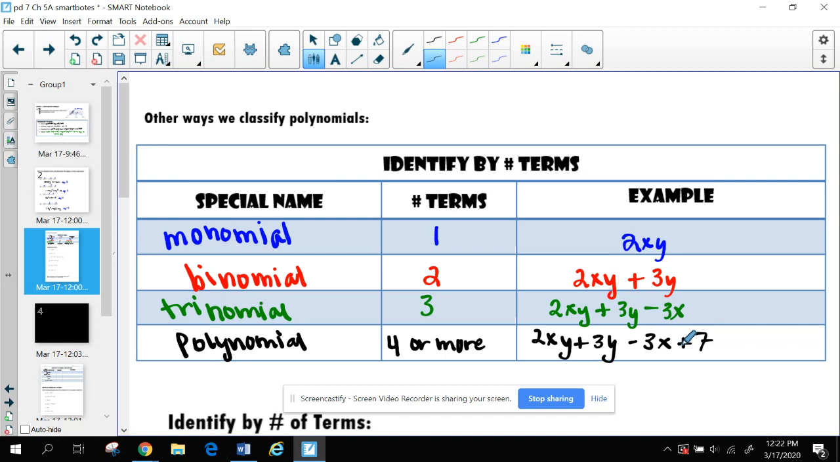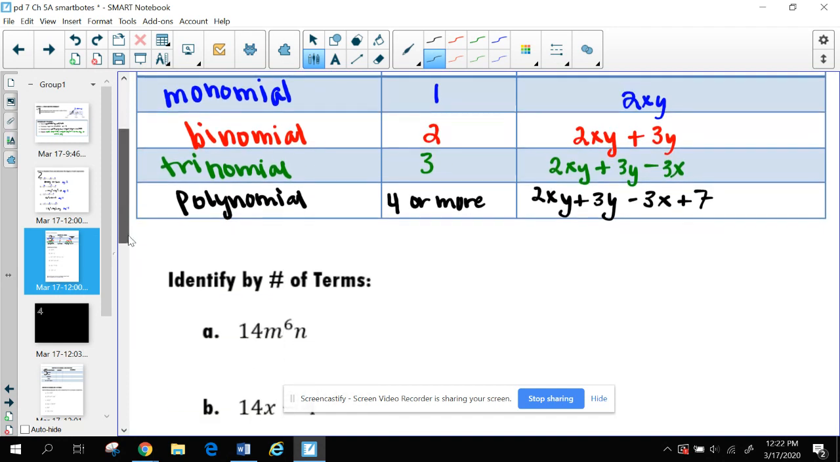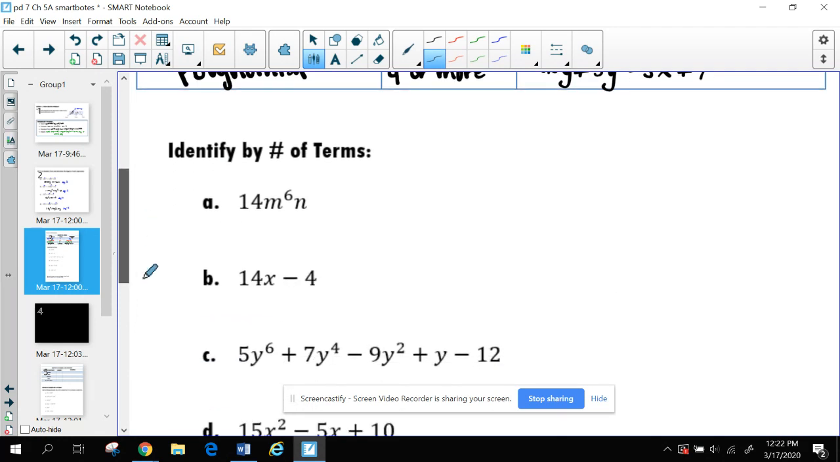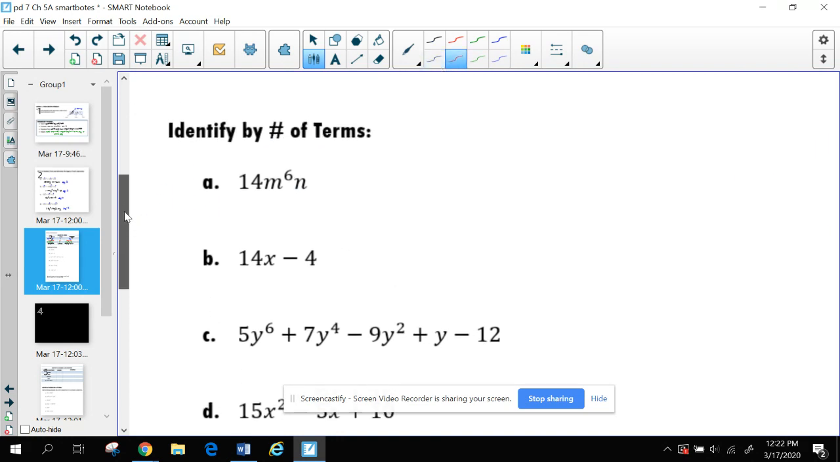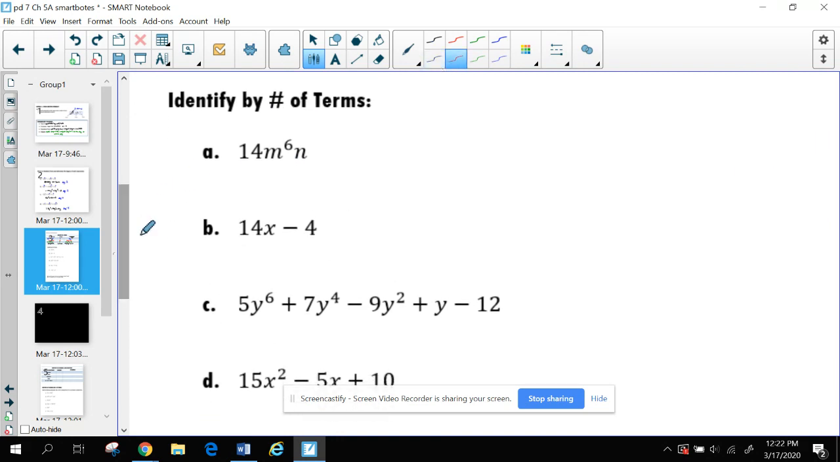Okay. So you have specific names for one term, which is a monomial, 2 terms, binomial, 3 terms, trinomial. But anything more than that, there's no specific name. We just categorize it as a polynomial. Let's do a few practice problems with this then. So first, we have to make sure it's in standard form. Then we're going to classify it by how many terms it has.